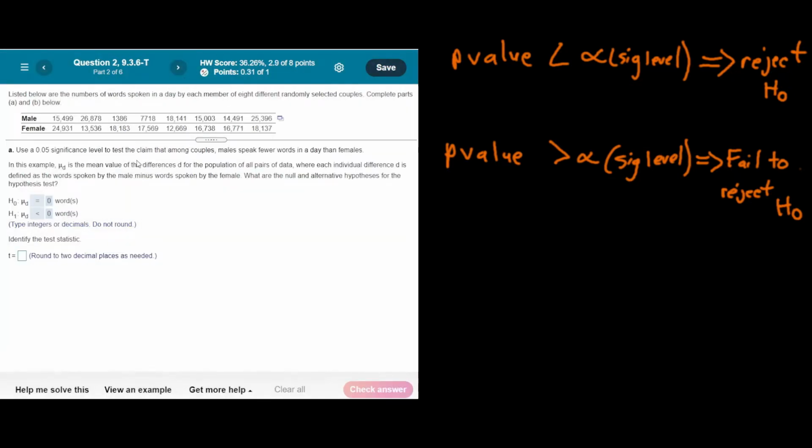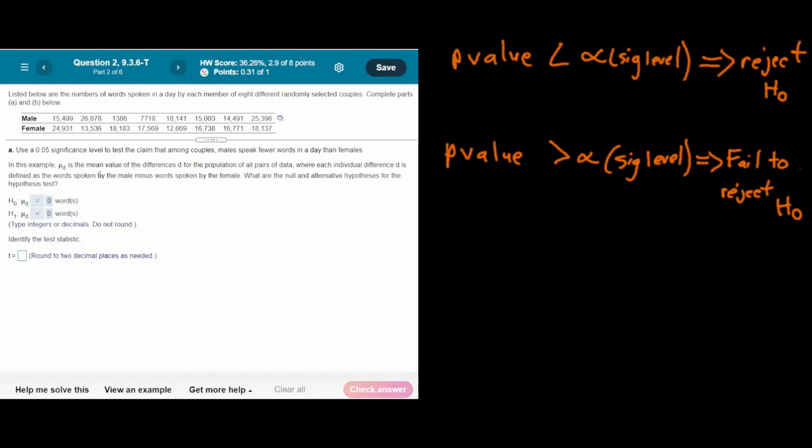Okay, so take a look at this one. We need the symbolic notation. The answer is less than, so let's see if they use the word less than or something like that. Something key. Or we're talking about males and females. It says listed below are the number of words spoken in a day by each member of 8 different randomly selected couples. All right, so these are couples. So they are dependent upon each other. Use a 0.05 sig level to test the claim that among couples, males speak fewer words in a day than females.